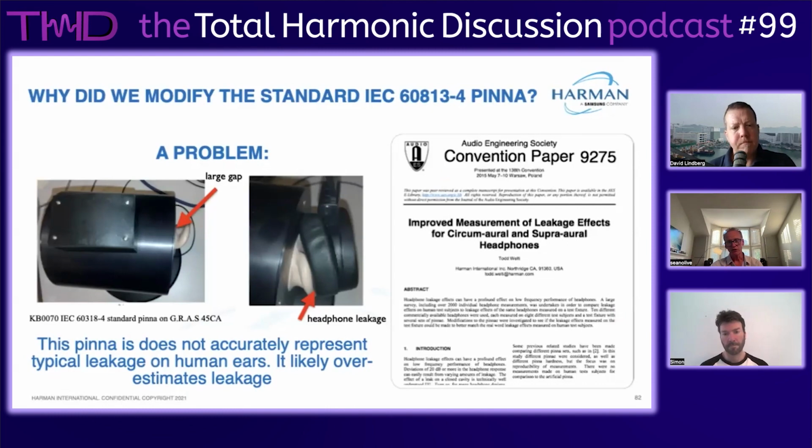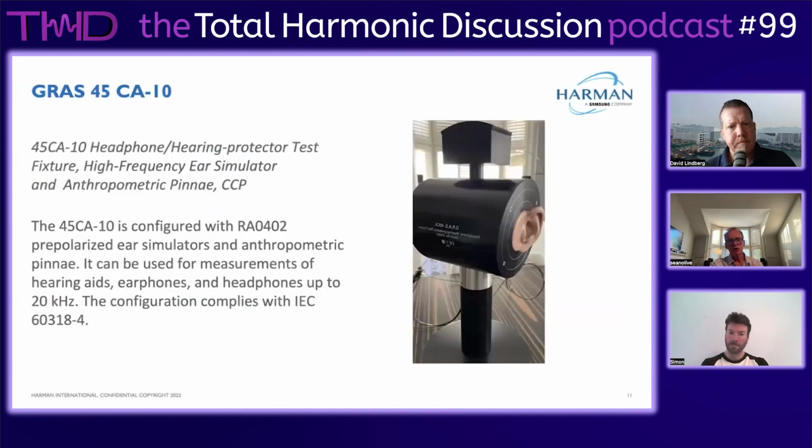And since he did this study, Grass has come out with their current pinna, which is much softer. It's very pliable, and you can put a headphone on and it sort of collapses so that you get a good seal. So this is the more modern version of it. This is what I have at home, and what I used to measure most of the headphones until recently. I'm now using a B&K 5128.